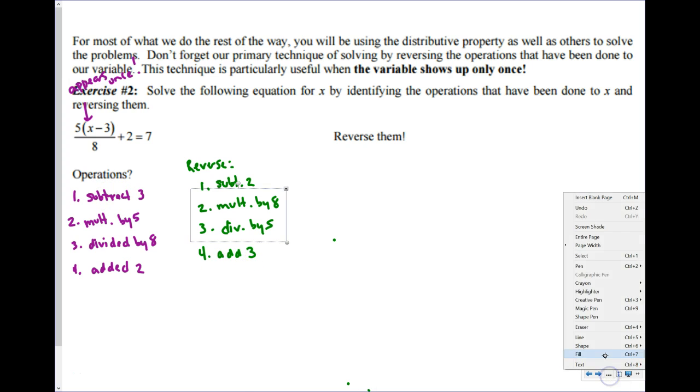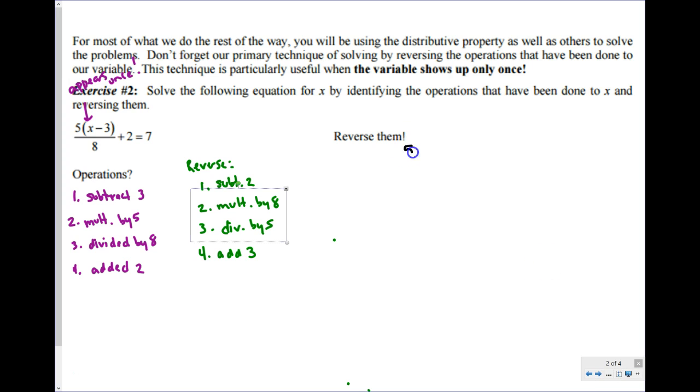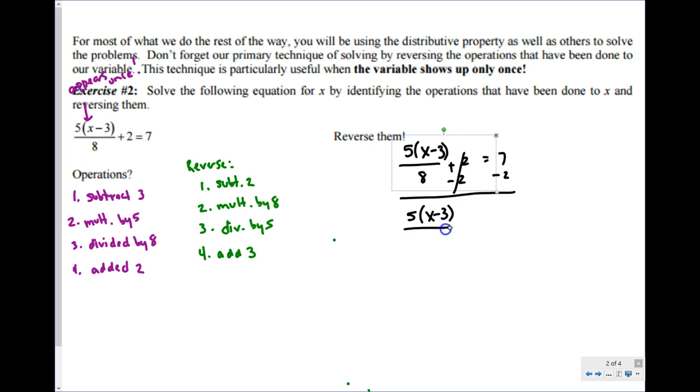And then let's take a look at what that looks like when we actually do the math. So 5 times x minus 3 over 8 minus 2, plus 2, equals 7. So the first step was to subtract 2. I'm going to subtract 2 from both sides. 5 times x minus 3 over 8 equals 7 minus 2 is 5. So check step 1. Step 2, multiply by 8. Times 8 on both sides. The 8's cancel out. 5 times x minus 3 equals, well, 5 times 8 is 40. So that was step 2.